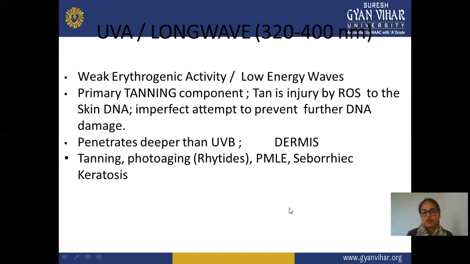UVB penetrates only the upper layer of the skin, while UVA goes much deeper. Mainly tanning and photoaging problems are observed, and other than these some severe problems are also observed, such as wrinkles, ptosis and other common problems due to UVA. Not only tanning, but a number of different problems occur due to the penetration of this UV light.